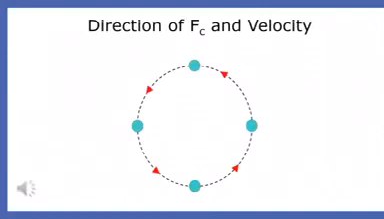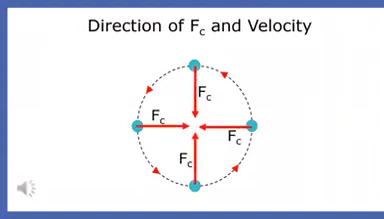An object moves counterclockwise. Let's look at the direction of the centripetal force and velocity of the object at 4 positions. The centripetal force at each of these positions is directed towards the center of the circle. The velocity of the object at each position is tangent to the circle in the counterclockwise direction.